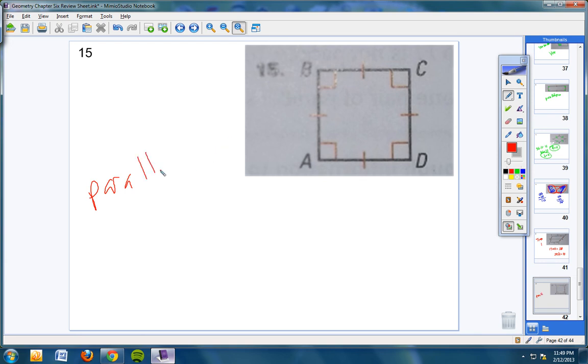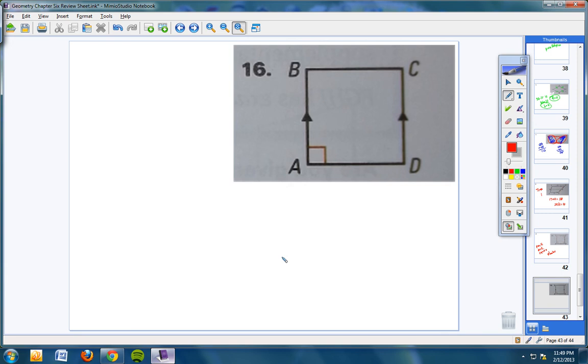All right, now we know that it's a parallelogram with 4 right angles, so we know it's a rectangle. And then we know it's a parallelogram that has 4 congruent sides and 4 right angles, so we know that it's a square. And we also have a parallelogram with 4 congruent sides, which is also a rhombus. So this would be all 4. All right, number 16.